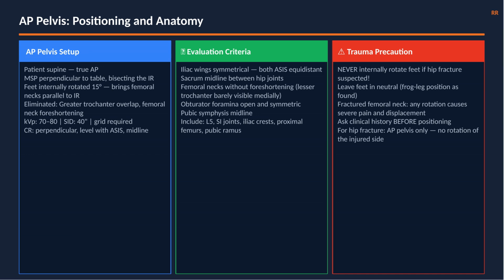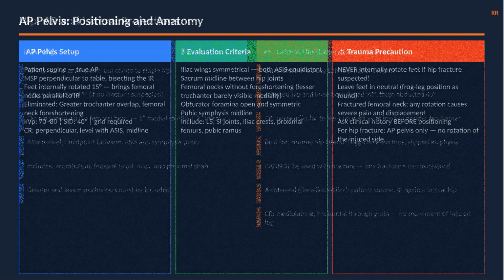Evaluation. Iliac wings symmetrical. Sacrum midline. Femoral necks without foreshortening. Lesser trochanters barely visible on the medial femur. Obturator foramina open and symmetric. Both SI joints included. L5 visible. Pubic symphysis midline.